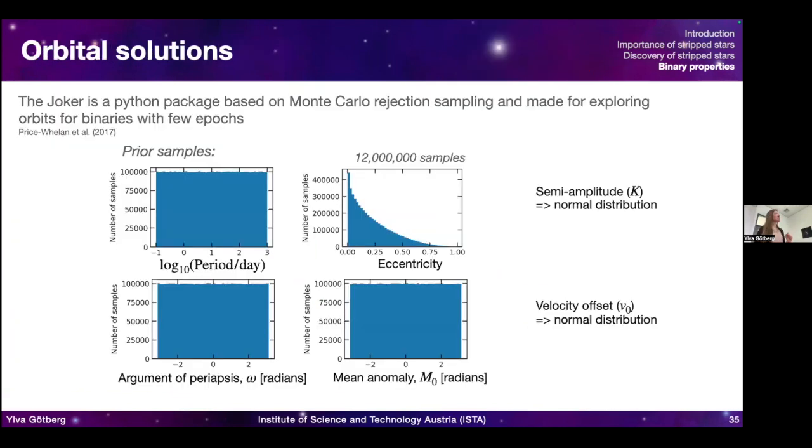To do this, he's using a rejection sampling code that is called the Joker. And what you feed into the Joker is initial distributions of orbits. So you sample the prior distribution range and reject the orbits that don't match the observations.